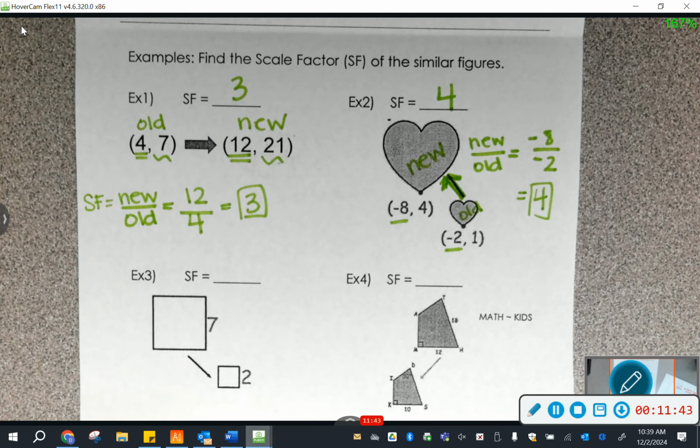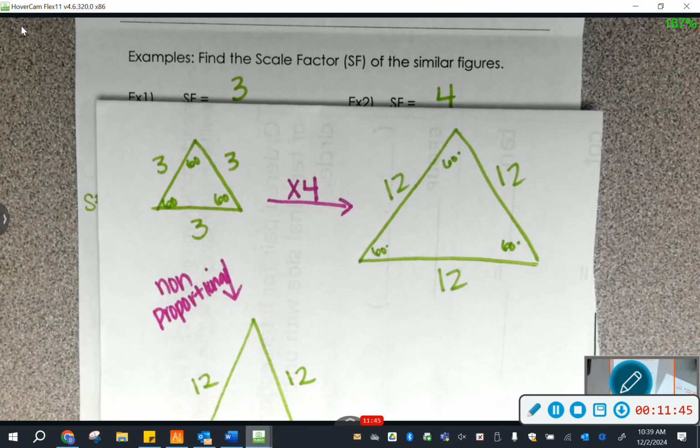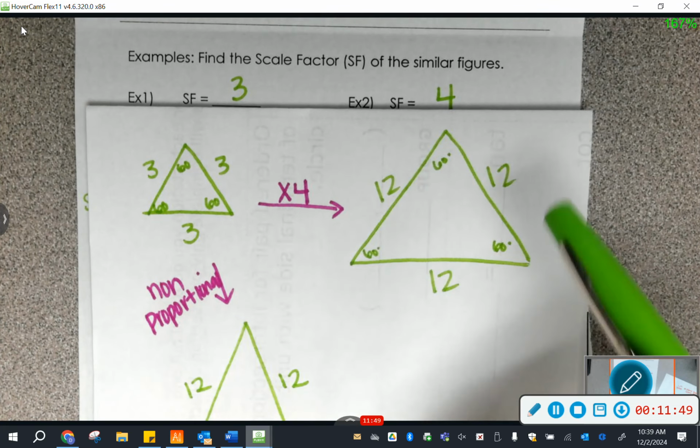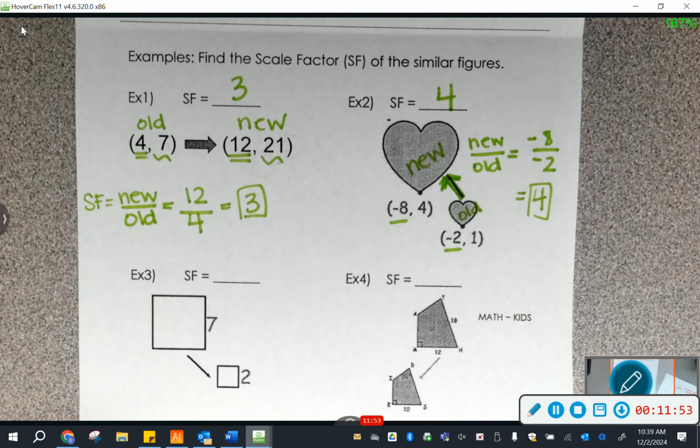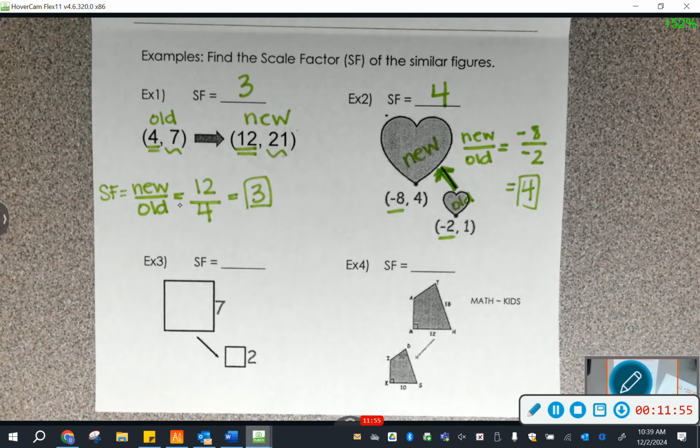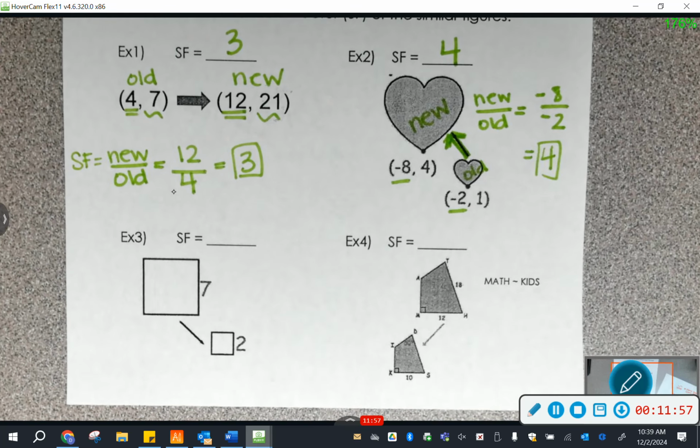Y'all had already figured it out, but on this one, what was the scale factor? Times 4. Because what's 12 divided by 3? 4. Does everybody have this written down?